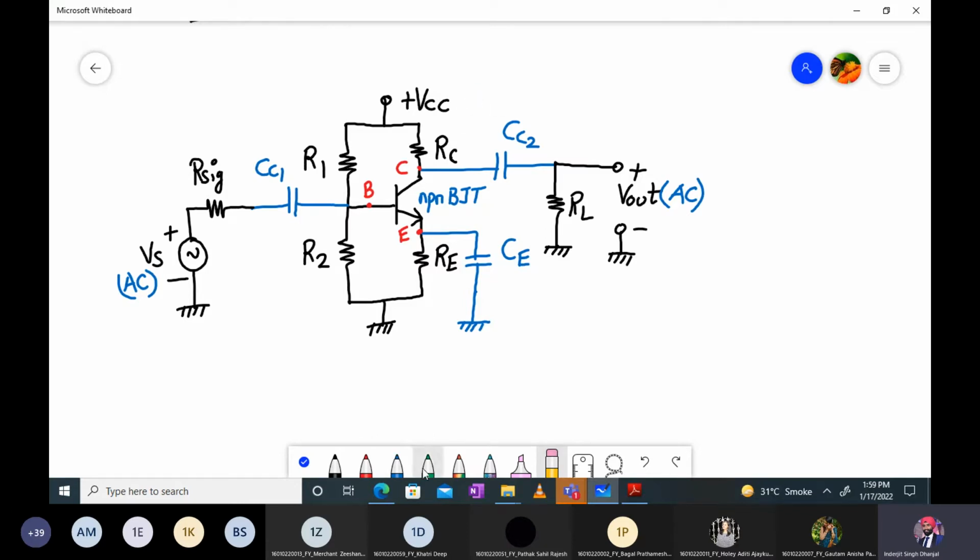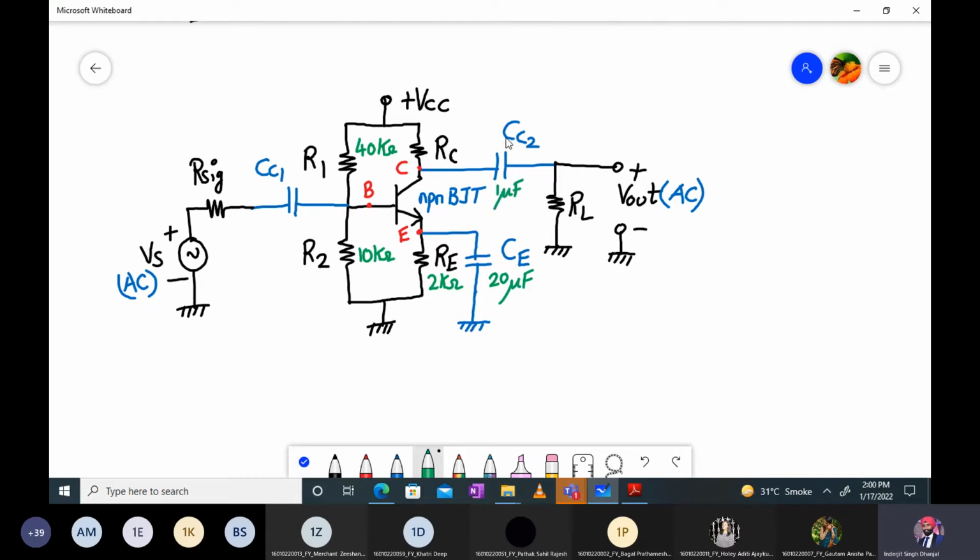I'll write the values in green color. Okay, so the values over here, R1 value is 40 kilo ohms. Then we have R2 value given as 10 kilo ohms, right? This is 10 kilo ohm. Then we have RE as 2 kilo ohm. CE value is 20 microfarad. Then we have CC2 value as 1 microfarad.